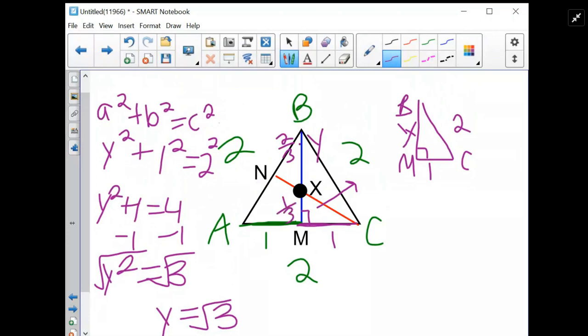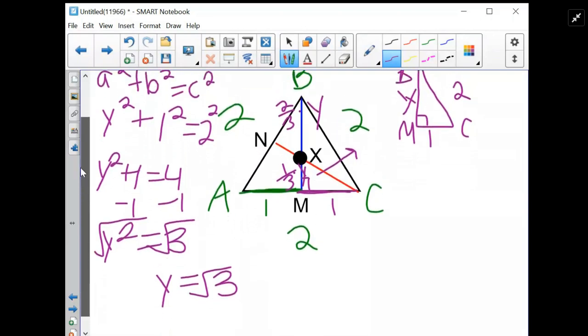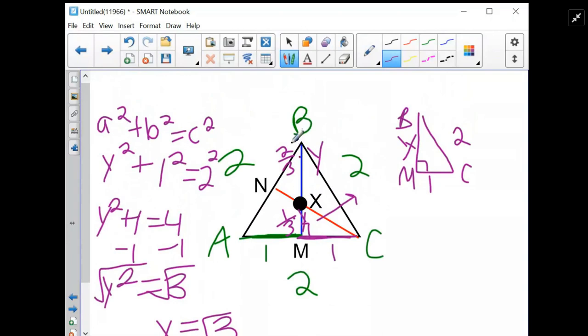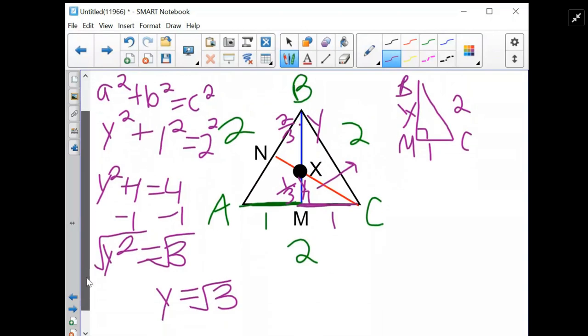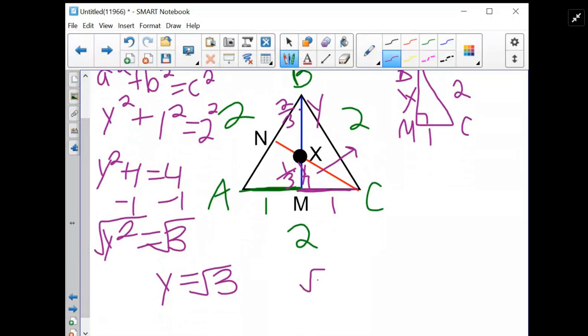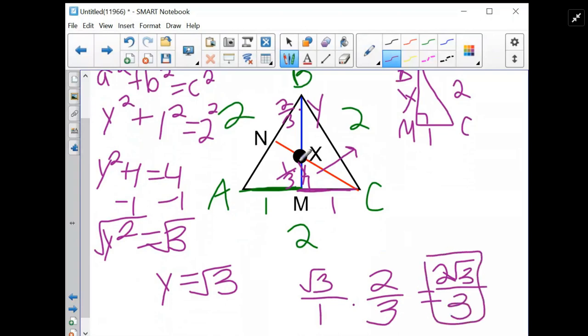If the ratio is 2 to 1, that means 2 plus 1 is 3, say that's the total length. And so if this is twice as long, that's 2 times 1/3 is 2/3 and 1/3 anyways. So multiply it times 1. So if our y here is square root of 3, and we want to find from our centroid to our vertex, we are going to do square root of 3, we'll say over 1, times 2/3. And our final answer here should be 2 square roots of 3 all over 3.